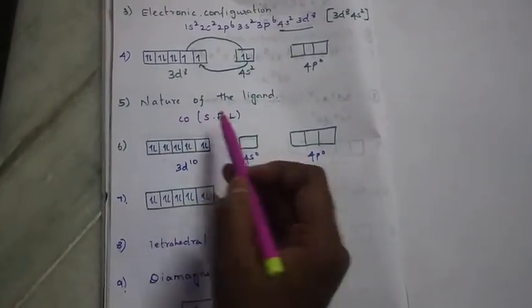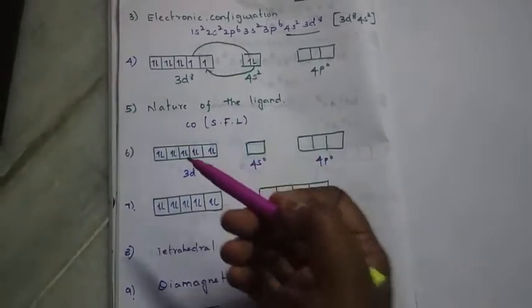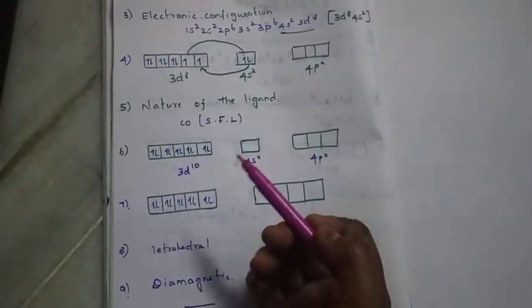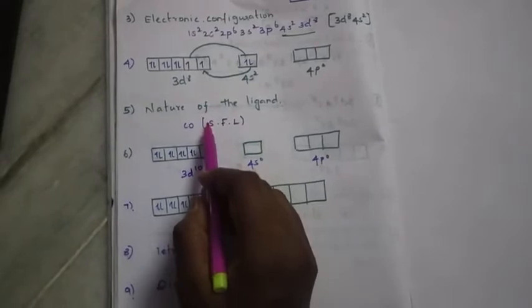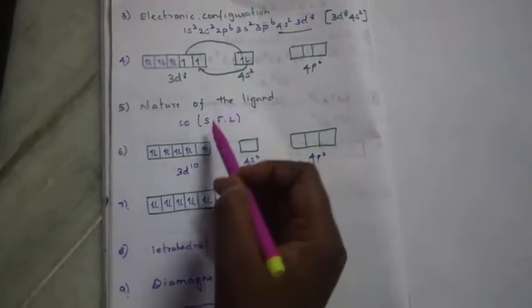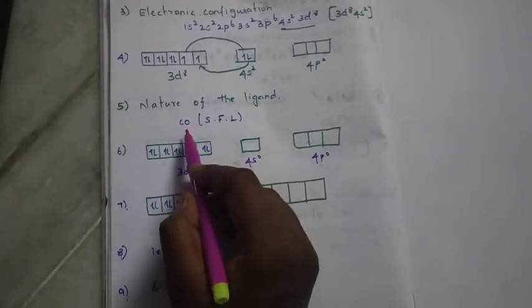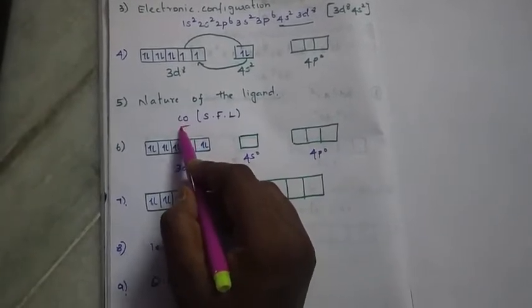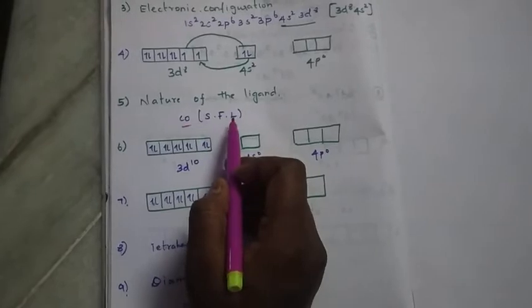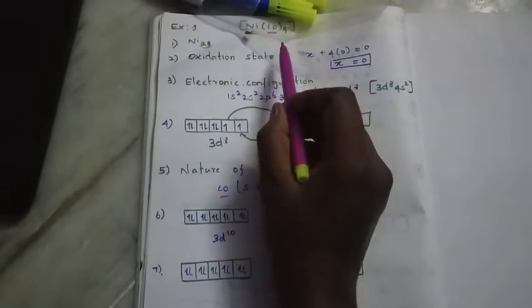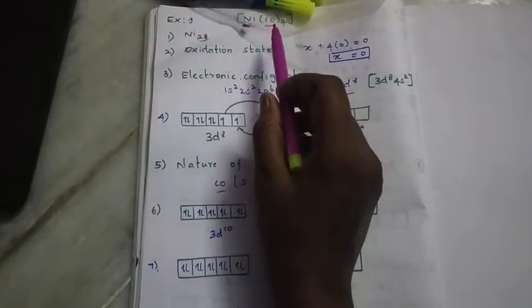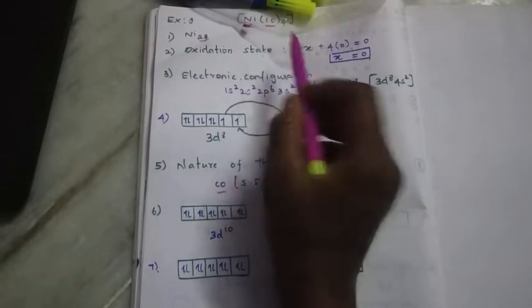Then the fifth step, you have to find out the nature of the ligand. What is meant by nature of the ligand? Whether it is a strong field or weak field, we have to find. In the valence bond theory, the ligand was discussed in the 8th point. So the carbonyl, the CO group, is a strong field ligand. So we have found out the ligand is a strong field ligand. Carbonyl is the strong field ligand that you have to write.